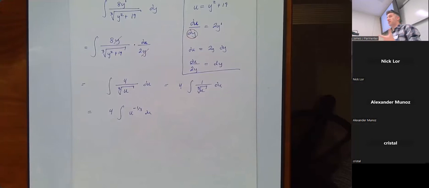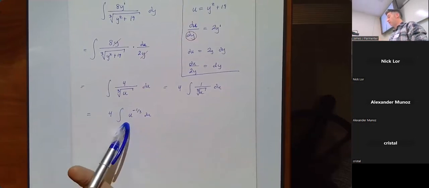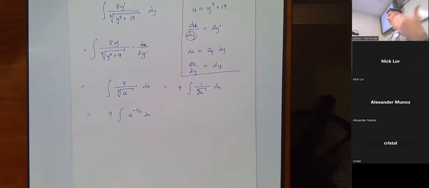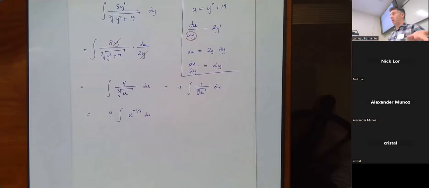So the idea of this process is that doing the u sub, replacing whatever we've decided to call u with u, is supposed to make this easier. Anti-differentiating u to the negative 1/3 is a straightforward anti-power rule. Whereas anti-differentiating 8y over the cube root of y squared plus 19 is not straightforward. It's really not easy to see how to do that.